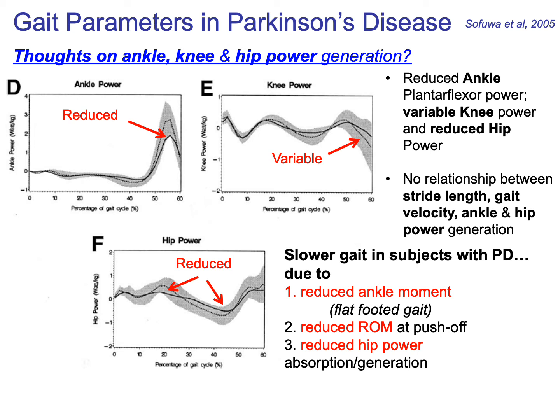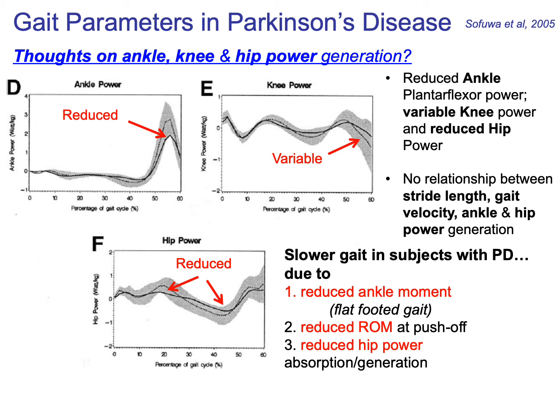Once again, I didn't demonstrate that here, but if you go back to the paper that I'm sure you've all read, you'll see that they report no relationship between stride length, gait velocity, ankle, and hip power generation. So what is the cause of this slower gait in subjects with Parkinson's? Like, what's the mechanism behind it? They proposed that it was reduced ankle moment.